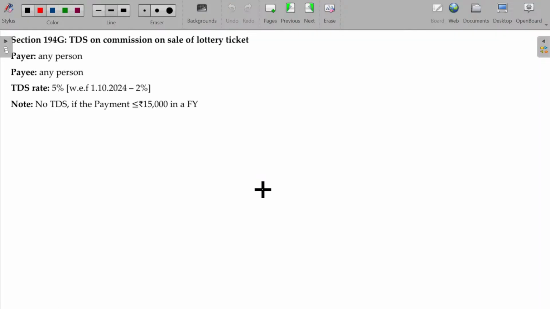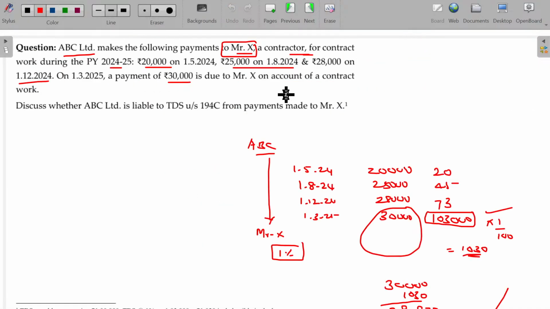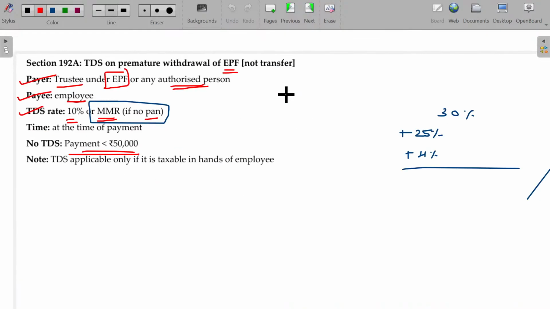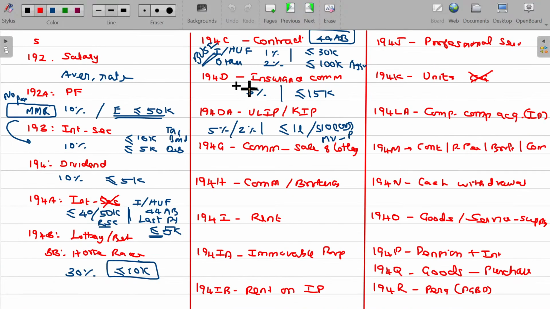Let's now move on to scenario G. 5%, and 15,000, sale of lottery ticket, and 5% becomes 2%. Similar to what? 194D. Okay, so G is similar to 194D. 5%, one more condition, 2%. And less than or equal to 15,000, not taxable.